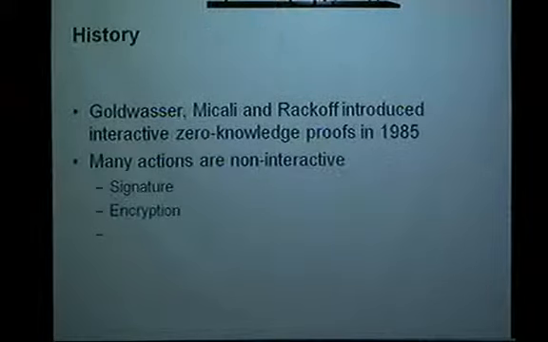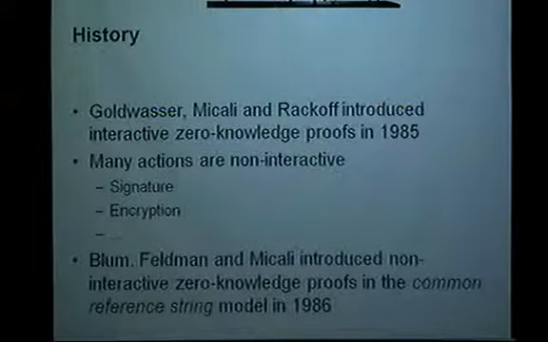So we're kind of stuck in this situation, right? We have interactive zero knowledge proof. We have a lot of non-interactive things that we would like to use, and we would like to be able to give non-interactive zero knowledge proofs, but they're impossible. Now, the fact that something is impossible is not something that's ever stopped cryptographers. So what Blum, Feldman, and Micali did was, they introduced non-interactive zero-knowledge proofs in the common reference string model. So we're not in the plain model anymore. We are going to assume that there's some type of setup.